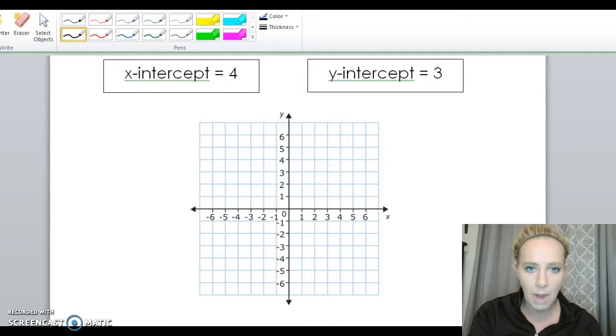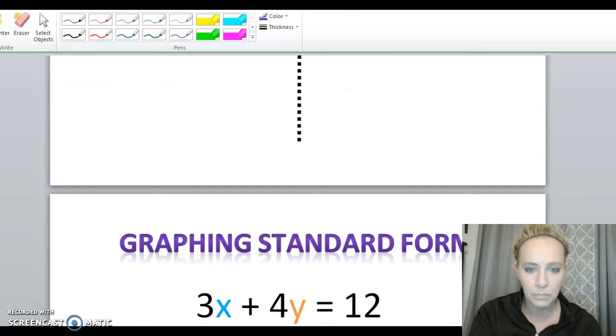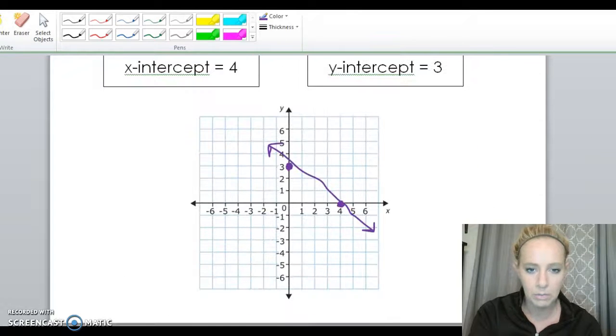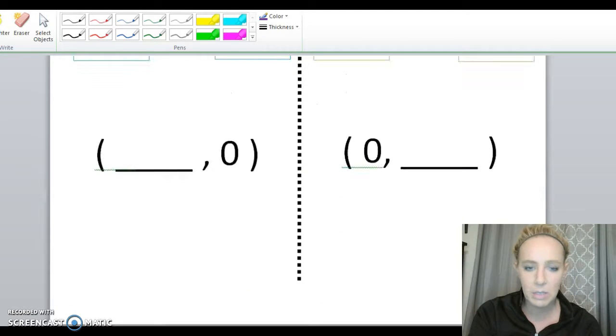So I'm going to graph. Let me pick a different color. This line crosses the x-axis at 4 and the y-axis at 3. And I'm going to connect my points. And I just graphed this equation from standard form onto our graph.